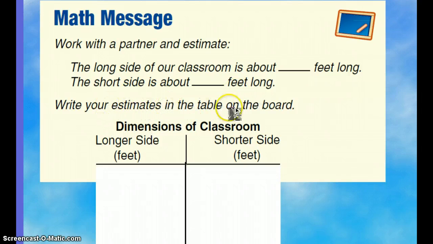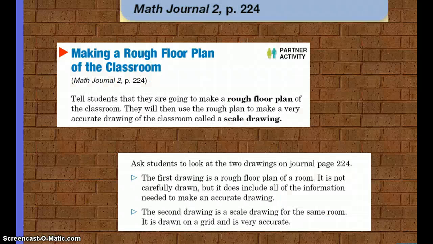Write your estimates in the table on a sheet of paper. So first estimate how many feet you think the longer side is and how many feet you think the shorter side is. Then measure. Next, on Math Journal page 224, you're going to make a rough floor plan of our classroom. Then you will use that rough plan to make a very accurate drawing of the classroom. And that's called a scale drawing.